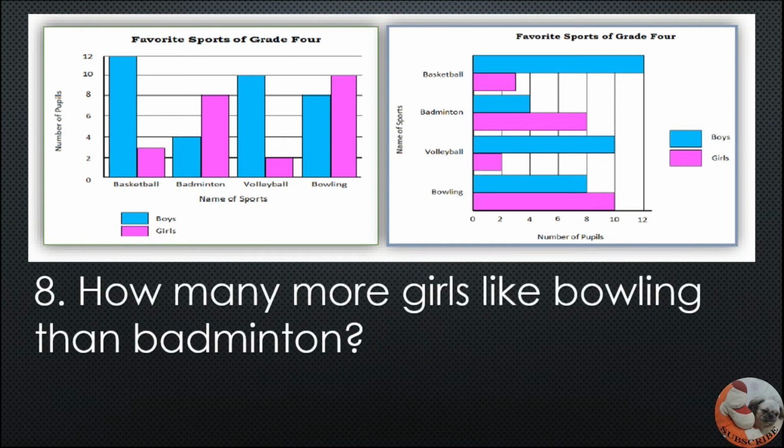Number 8. How many more girls like bowling than badminton? Here is bowling, and here is badminton. Here is bowling in the horizontal bar graph, and this is badminton. 10 girls like bowling, while 8 girls like badminton. What will you do? You subtract 8 from 10. So 10 minus 8 is equal to 2. 2 girls like bowling more than badminton.